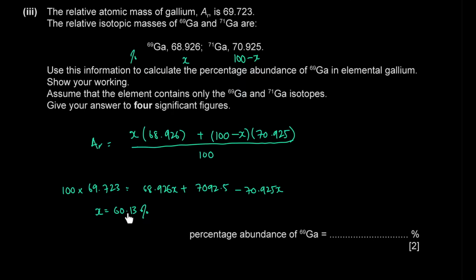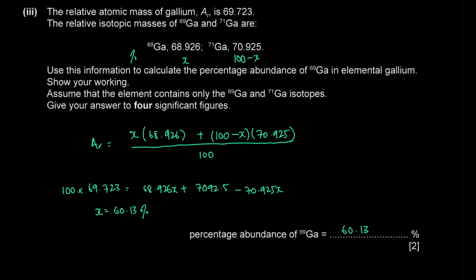So that's 1, 2, 3, and then 4. So x is equal to 60.13%. That's the percentage abundance of gallium-69. It doesn't matter which one of these two we set as x and 100 minus x. We just want to find the abundance of gallium-69. That's why I chose to set that as x, and then the other one would be 100 minus x.